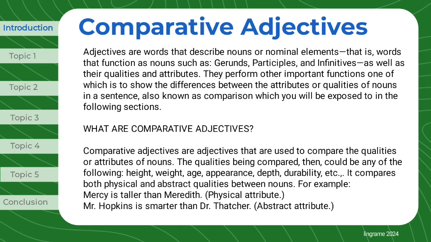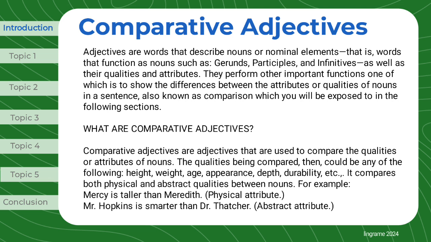Adjectives are words that describe nouns or nominal elements, that is, words that function as nouns such as gerunds, participles, and infinitives, as well as their qualities and attributes. They perform other important functions, one of which is to show the differences between the attributes or qualities of nouns in a sentence, also known as comparison, which you will be exposed to in the following sections.